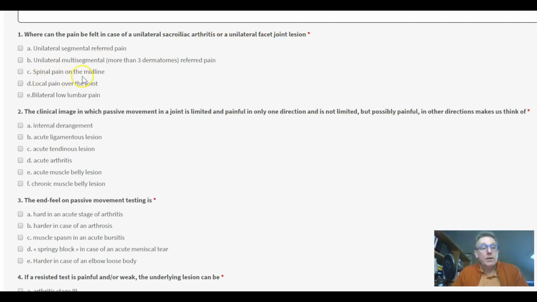Spinal pain on the midline? Of course not, because we talk about unilateral structures. They only cause unilateral pain. Can it cause local pain over the joint? Yes. Can it cause bilateral low lumbar pain? No. It's a unilateral structure, only causes unilateral pain. Okay? Question number 2.